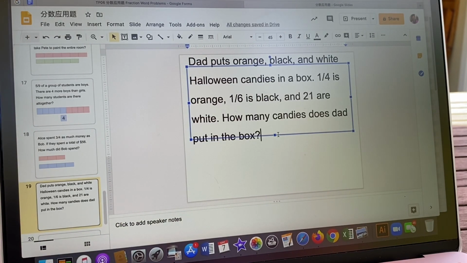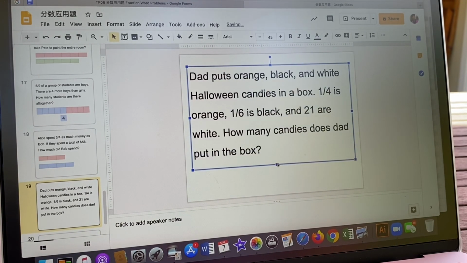Dad puts orange, black, and white Halloween candies in a box. 1/4 is orange, 1/6 is black, and 21 are white. How many candies does Dad put in the box?